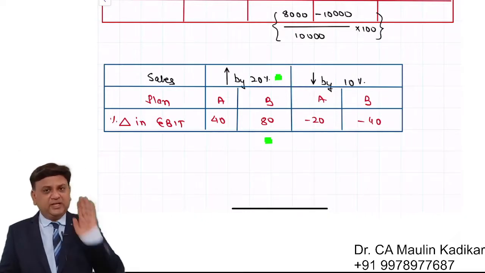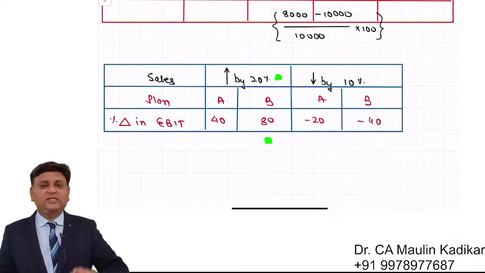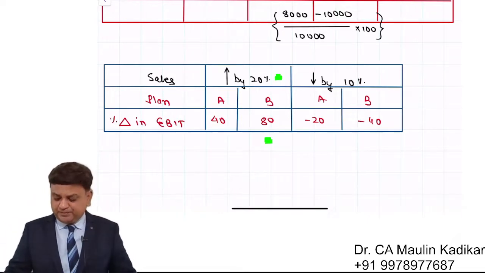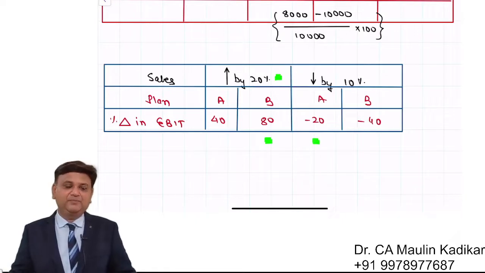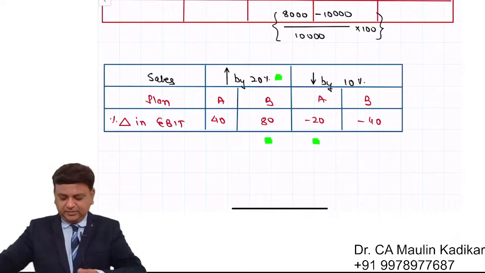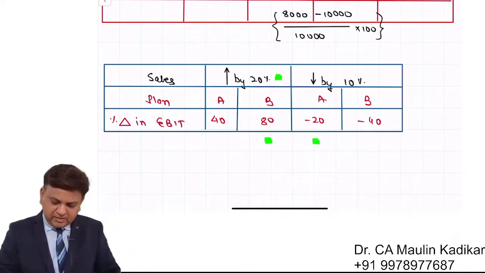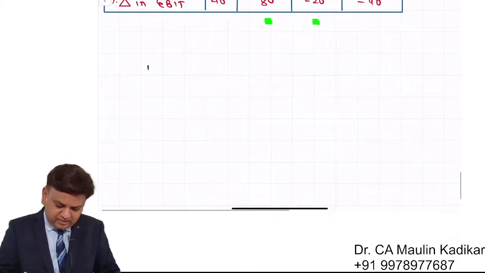And if there is a reduction in the sales, then for both the financial plans there will be a reduction in the operating income. However, it will be less in case of plan A. So we can say something like this. Listen to me carefully. We can make the calculation of the DOL.